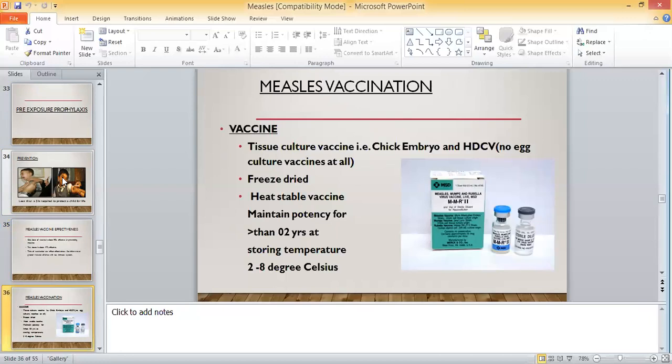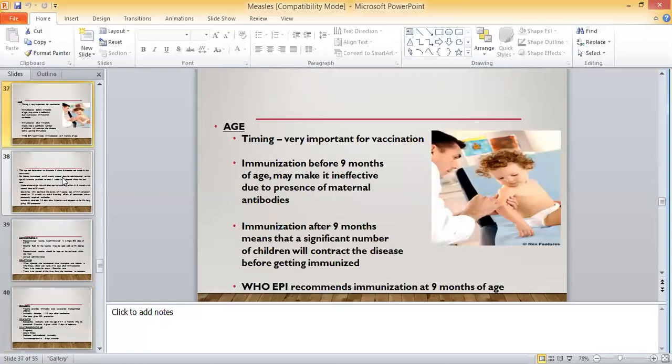Measles tissue culture vaccines are available in chick embryo and HDCV. The freeze-dried, heat-stable vaccine maintains potency for more than 2 years if kept at 2 to 8 degrees centigrade, meaning it is potent for up to 2 years if the cold chain is maintained. Timing is very important for vaccination. Immunization before 9 months of age may make it ineffective due to the presence of maternal antibodies. After 9 months, a child can be prone to infection if they contact the virus when vaccination is not given at 9 months.